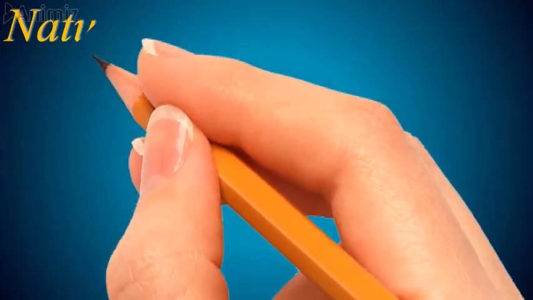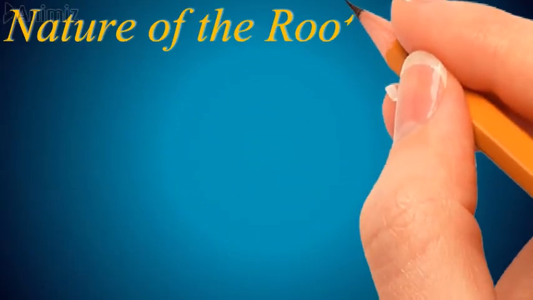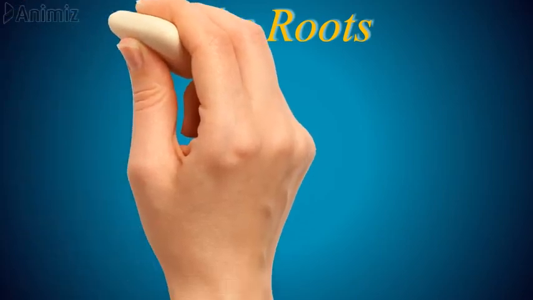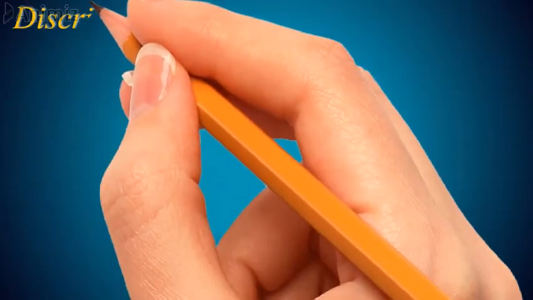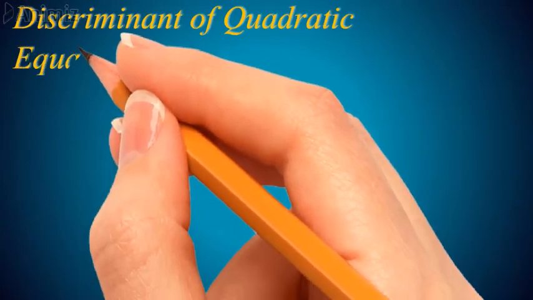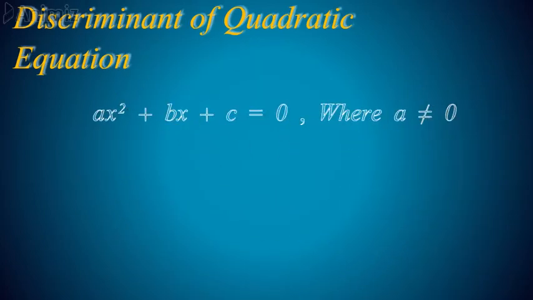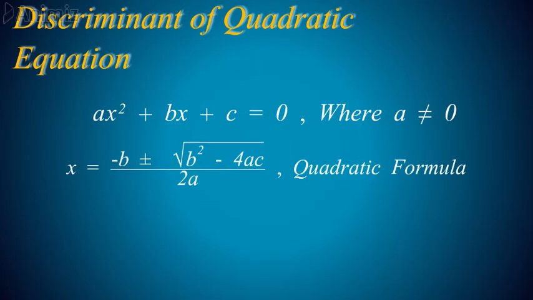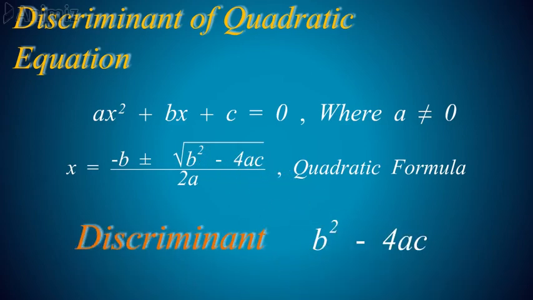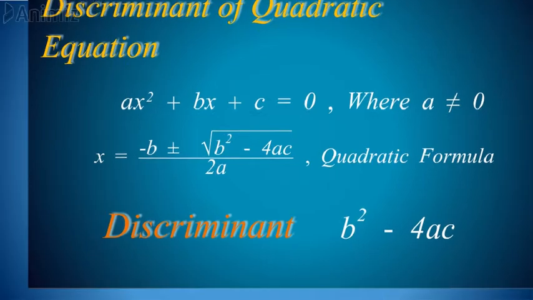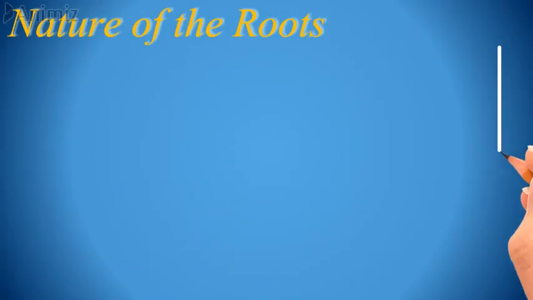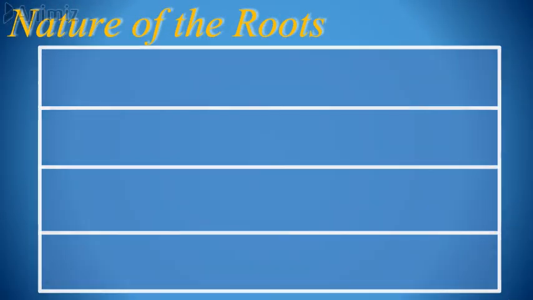We will talk about the nature of the roots of the quadratic equation. But first, let us understand what the discriminant of the quadratic equation is. That part of the quadratic formula which is inside the square root is the discriminant of the quadratic equation. The nature of the roots of the quadratic equation depends upon this discriminant. Let us see how the roots depend on the discriminant of the quadratic equation.